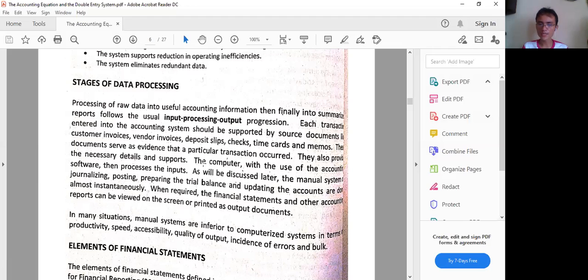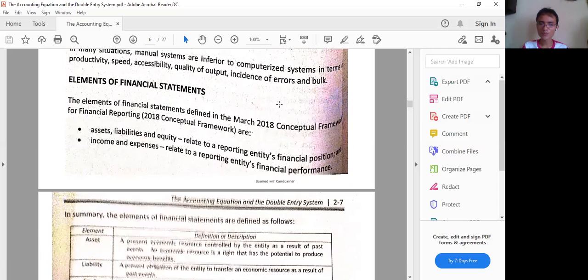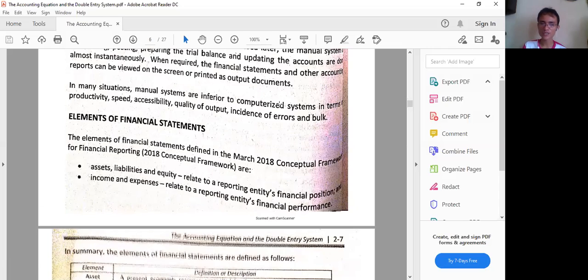However, if we use computerized systems, we can be productive, we can be speedy, we can provide information that is accessible and of quality outputs, and we can minimize the incidence of errors and bulk. All right, so that's it for the accounting information system. On the other hand, allow me to proceed to the elements of financial statements.